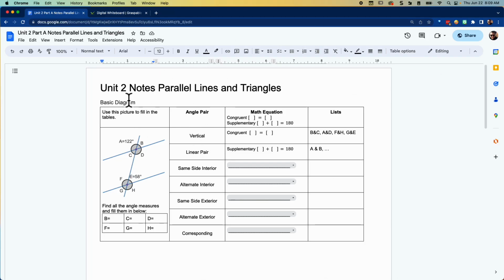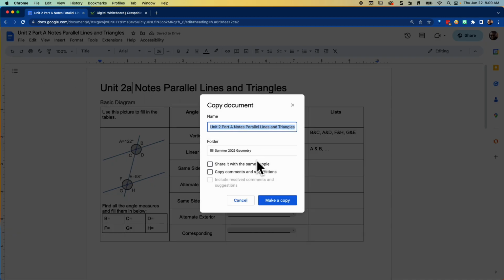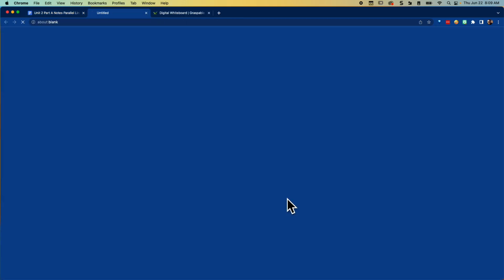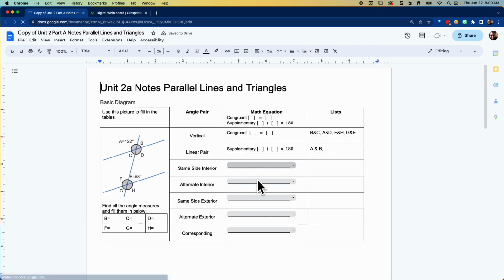We are going to be working on the notes for Unit 2, Part A. So I'll put Unit 2A there. And the first thing is that we're making a copy of this. And I'm going to put in here "copy of." It already has the "copy of." Excellent. And there we go. All right, we're starting with our original copy of this. I'll close the first one.